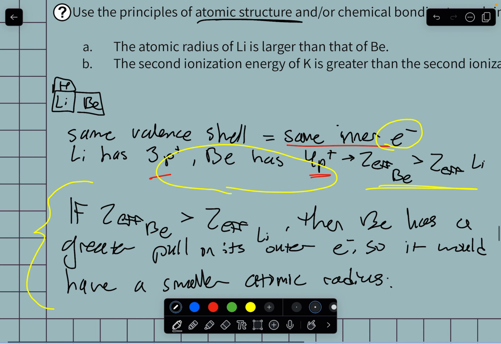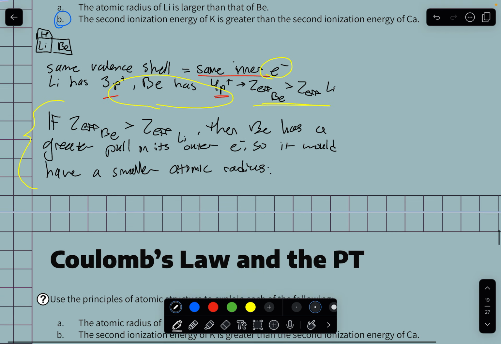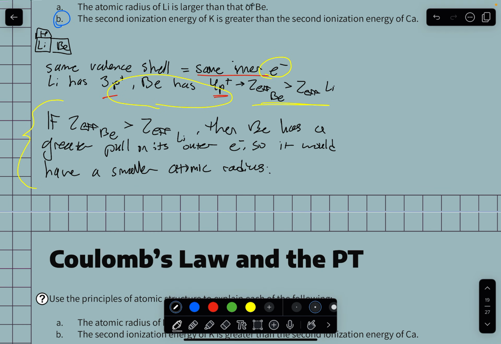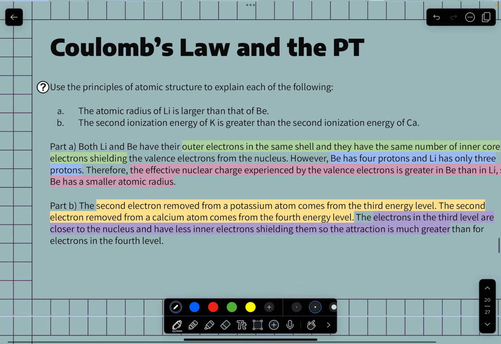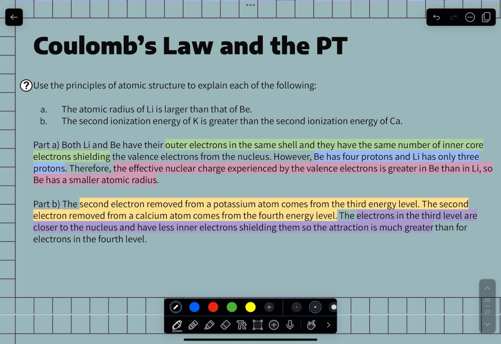So I want you to try to do the same thing with part B. If you have questions about that, let me know. But make sure you have all the pieces. Talk about the electrons, talk about the protons, talk about Coulomb's law, put it all together to make sure you answer the question. Okay, and there would be the answer there. So make sure you try on your own first, then read that, see how your answer compares.